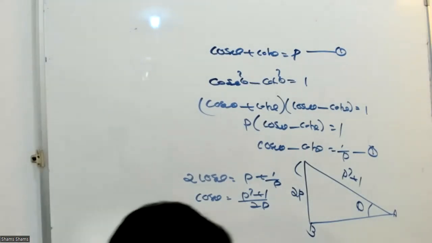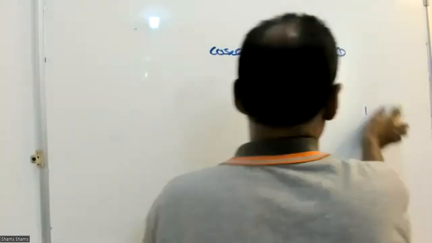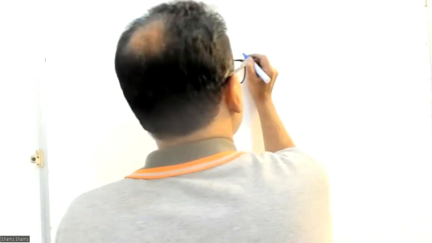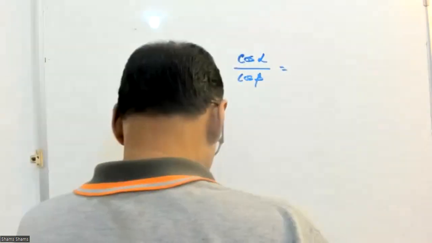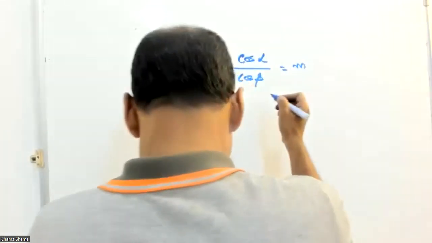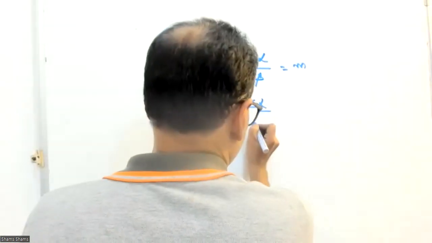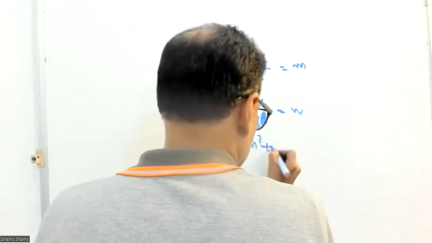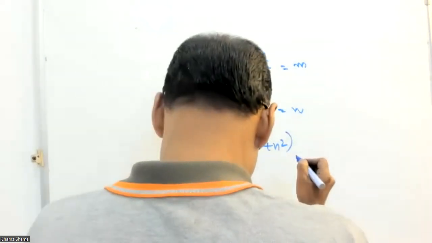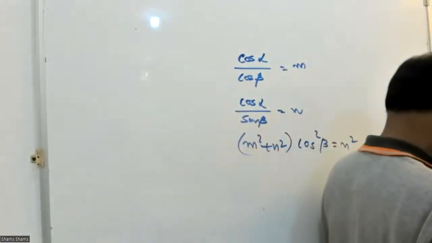If cos alpha by cos beta equal to m, and cos alpha by sine beta equal to n, show that m square plus n square into cos square beta equal to n square. You can try this.